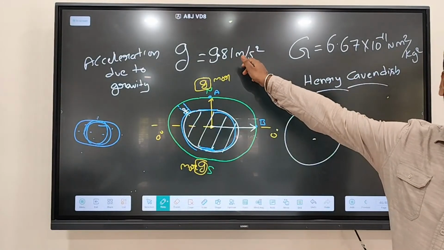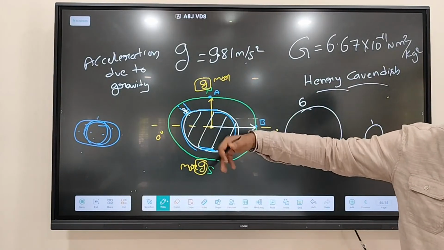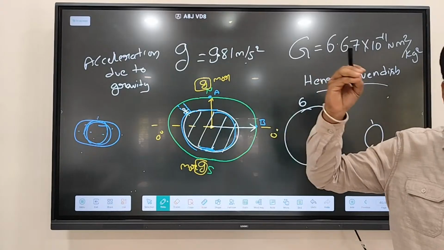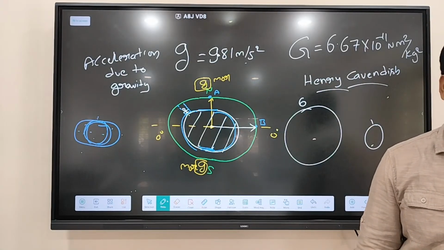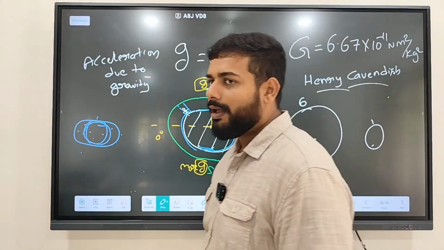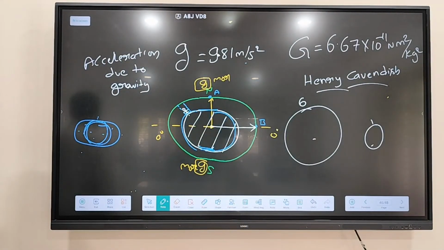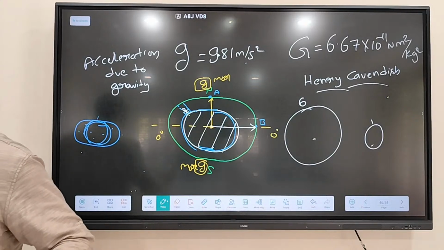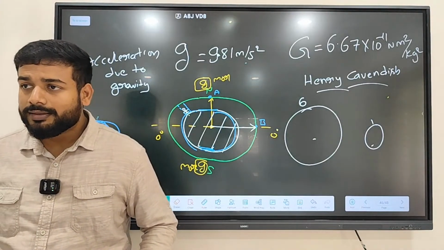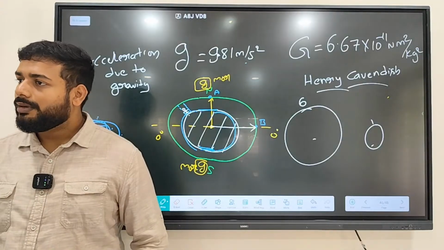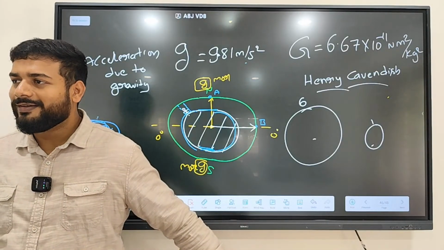Small letter g value will vary on the surface of the earth itself. For calculation purpose, for a standard value, we have considered how much? 9.81 meter per second square. Acceleration due to gravity means the acceleration with which the object is falling down. That's it. The acceleration with which earth is pulling us towards it. That's why we are standing easily on the earth.